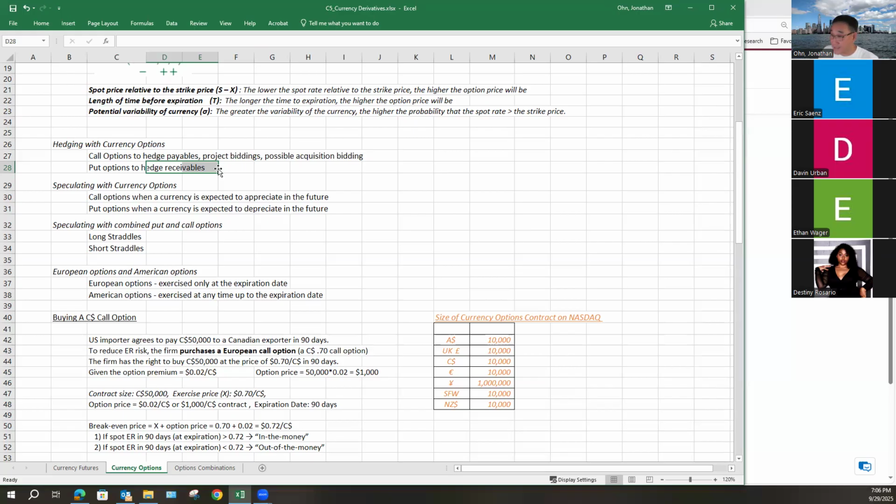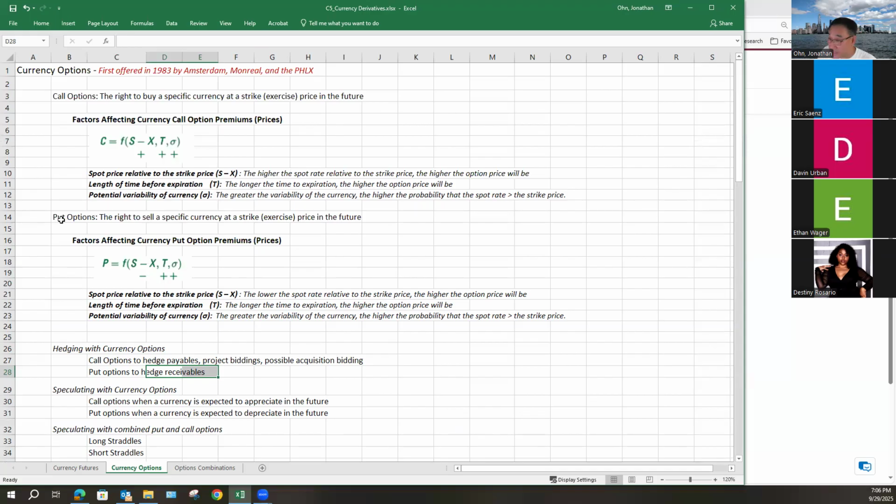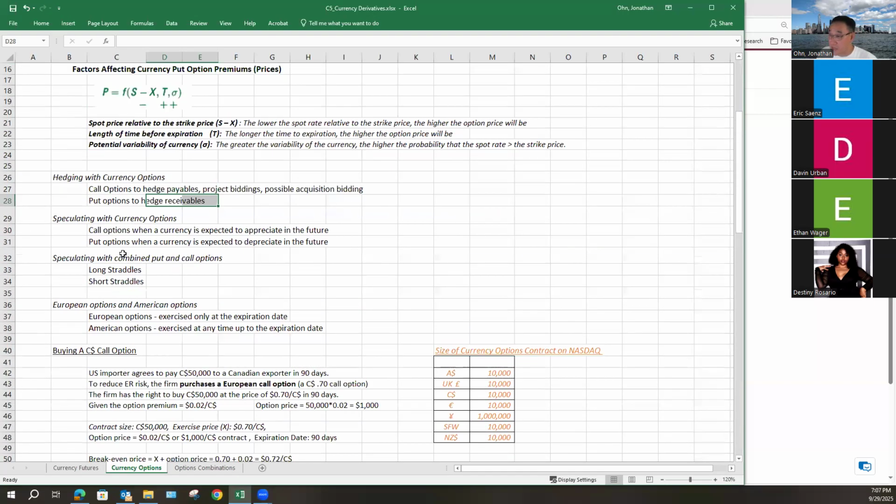So in that case, you get this put option. You buy this put option. It is the right to sell a specified currency at the predetermined exercise price in the future. That means when you sell this future, the foreign currency receivables, there's no uncertainty because you got the put option. So that way you eliminate the exchange rate risk there. That is the first important reason for currency options: risk hedging.